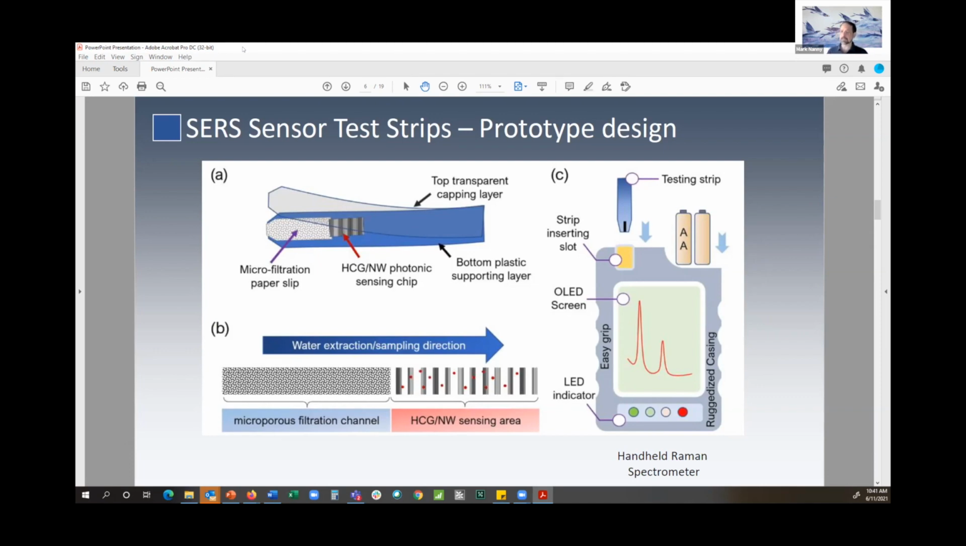But the key here again is identifying, creating, and getting the chemistry right for those metallic nanoparticles that are going to be in that photonic sensing chip, and making sure that they are specific for the analyte of interest, and they will interact with that analyte of interest, bringing that analyte into that hot spot region.